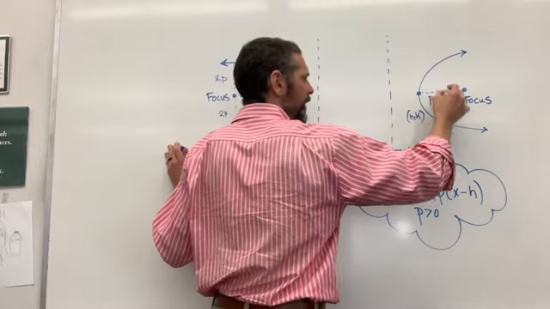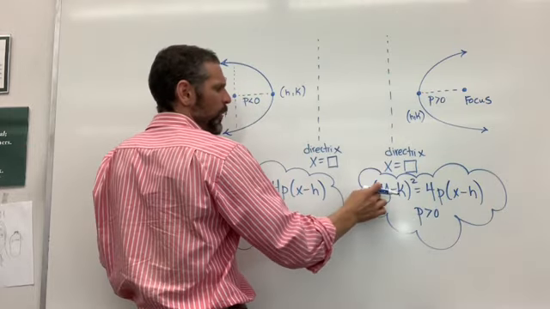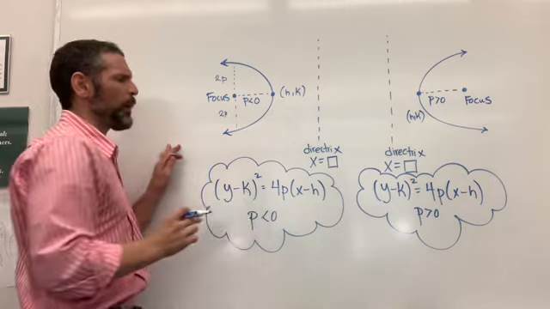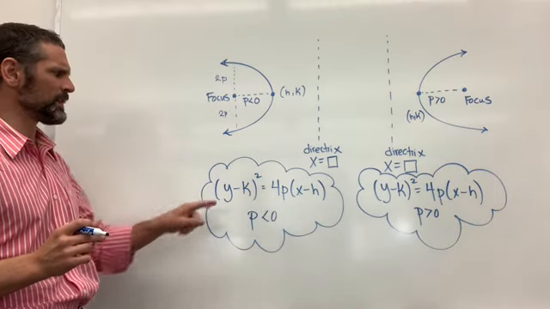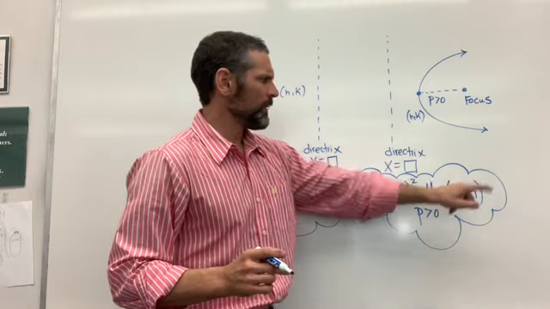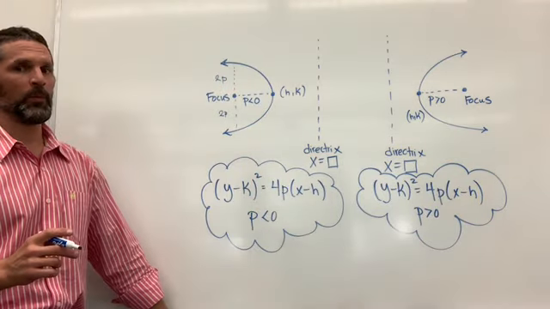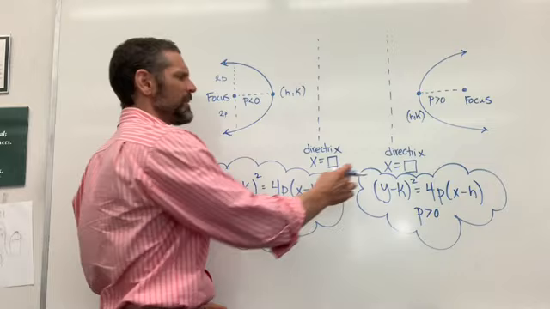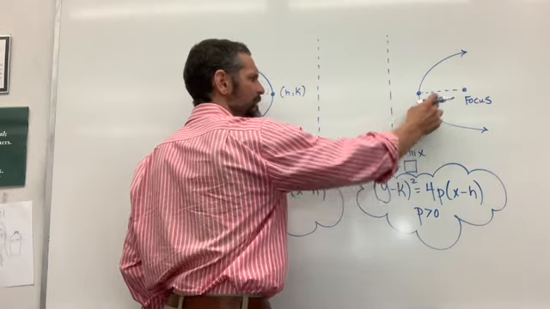We're going to have a p that's positive now. So the equations are the same: (y minus k) squared equals 4p times (x minus h). The y is squared. And if it's opening left and right, the x term will be to the first power. Again, this would be x equals h minus p.